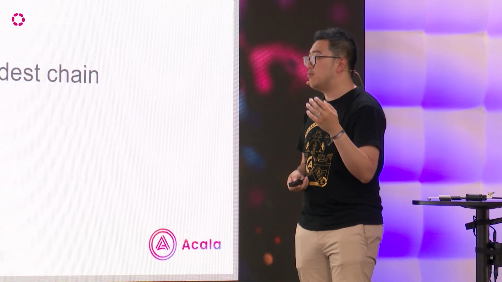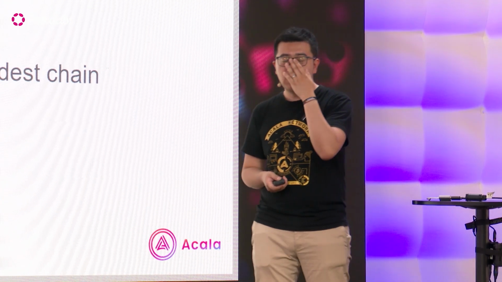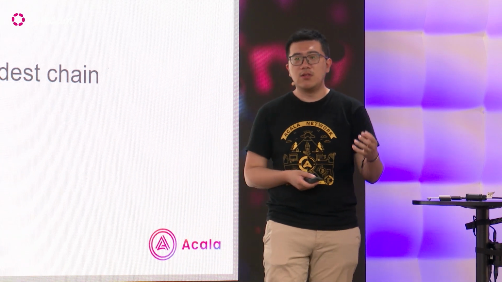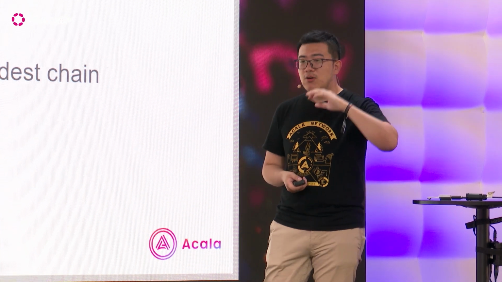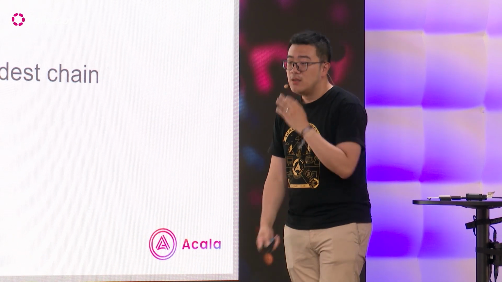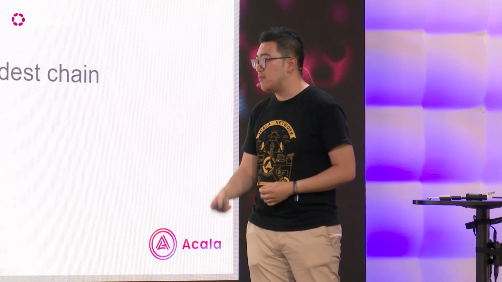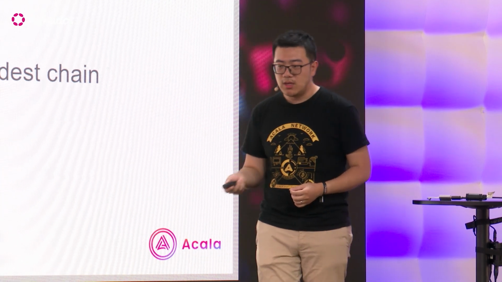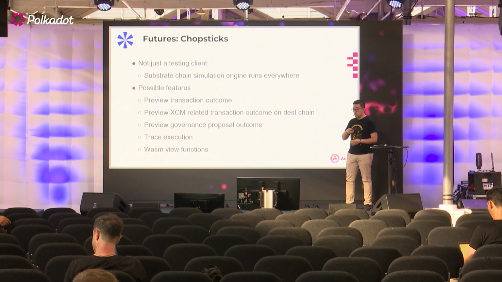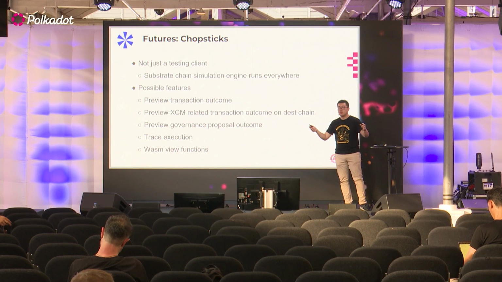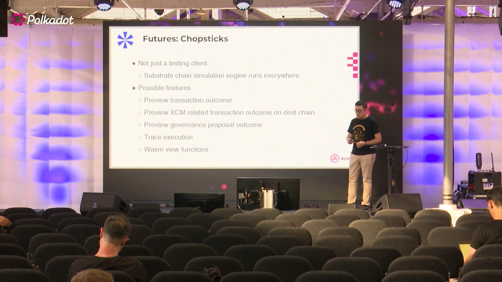We can also preview governance proposals, like the one I mentioned before, the new collective fellowships on Polkadot, where there's one super complicated transaction proposal that sends XCM to the relay chain and sends XCM to the bridge hub to do a runtime upgrade. We can use Chopsticks to help with this, trace execution and figure out what's wrong. Wasm-related functions are another thing that could be used to run some Wasm blob and tell you what the outcome is.